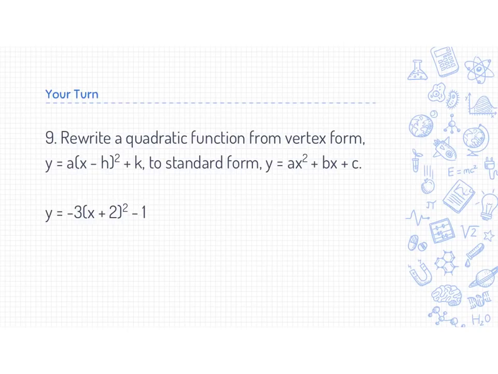So pause and work through this one. And when you're all said and done, you should get y equals negative 3x squared minus 12x minus 13. If you have any questions, ask me when we get back into class.